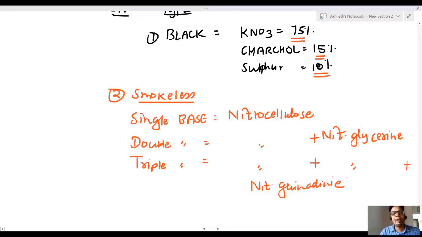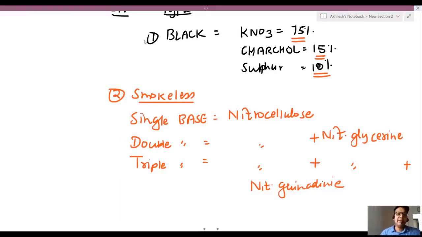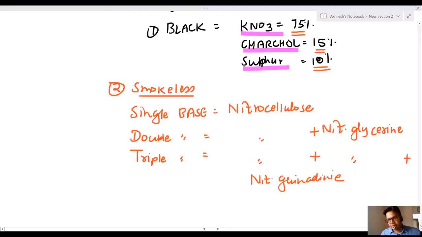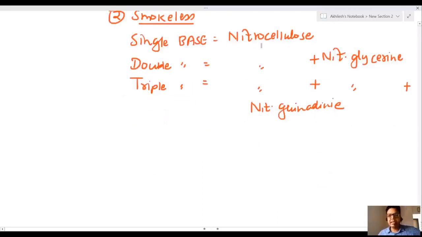Again, I'm revising, my dear friend: black gunpowder contains potassium nitrate, charcoal, sulfur. Smokeless gunpowder: single base contains nitrocellulose, double base contains nitrocellulose plus nitroglycerin, and triple base contains nitrocellulose, nitroglycerin, and nitroguanidine. These are the examples of gunpowder. Two types of gunpowder.